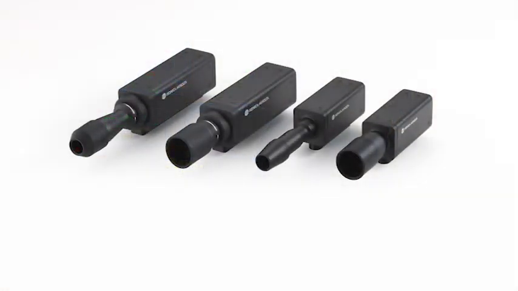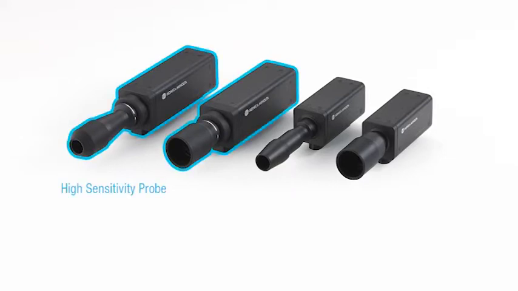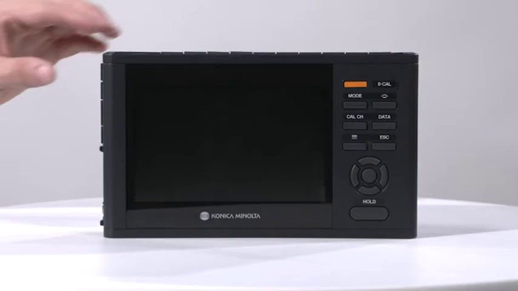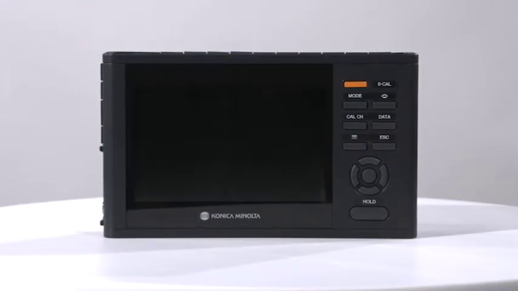There are different types of probes available for the CA-410. First, the high sensitivity probe, best used on high-end OLEDs, offering 10 times the sensitivity of its predecessor, the CA-310. The normal probe, used to measure a wide range of displays, is compatible with the CA-310, providing a seamless integration with previous models. The CA-410's data processor offers automatic calibration, just power on and start measuring.